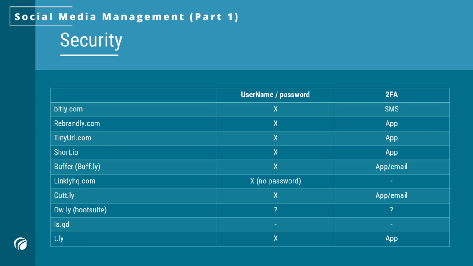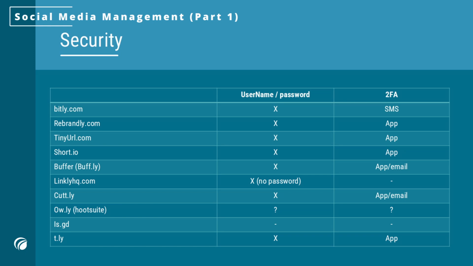Short.io. Authentication is with username and password, and two-factor authentication is with an app. Buffer. Authentication is with a username and password, and two-factor authentication is with an app or an email. Linkly HQ. Authentication is with a username and an email is sent for confirmation, and there seems to be no two-factor authentication. Cutly. Authentication is with username and password, and two-factor authentication is with an app or an email.